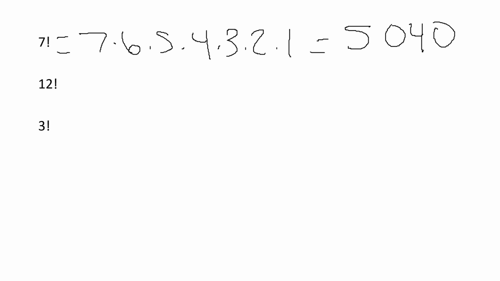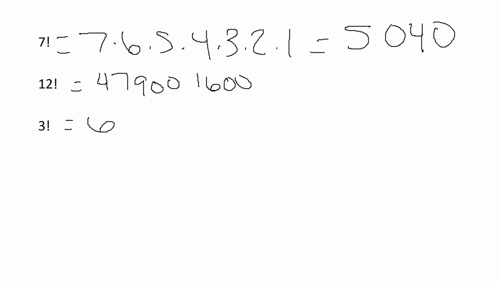12 factorial would be 12 times 11 times 10 times 9 times 8 all the way down to 1, which gives me, oh my, 479001600. 3 factorial, well, that's real easy. That's 3 times 2 times 1, which is just 6.